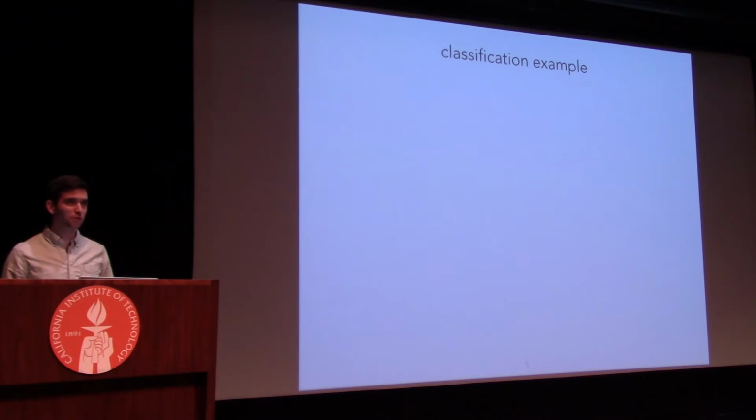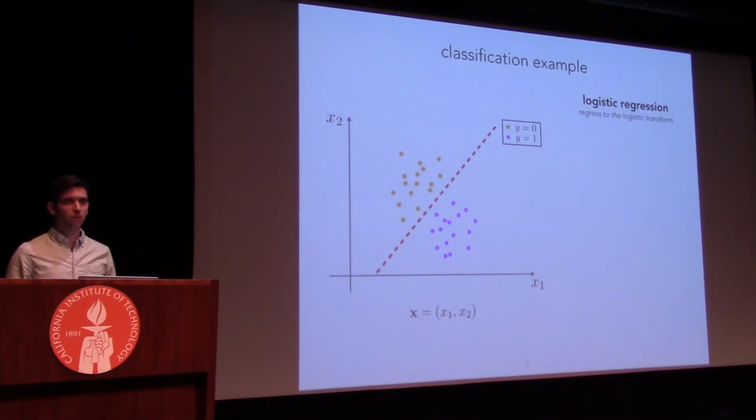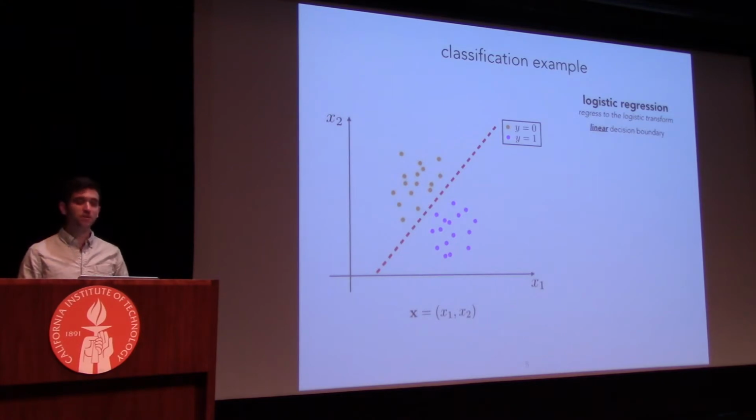So let's go through a quick example. I think you've already seen this, but if I have a set of data points and I've labeled some of them with class 0, some of them with class 1, and here I have 2 dimensions for each data example, so it's an x1, x2 pair, that's each data example. Well, if I want to fit this with logistic regression, then what I'm going to do is regress to the logistic transform. And you can think of this as a linear decision boundary. So what determines my decision is a line in this input space.